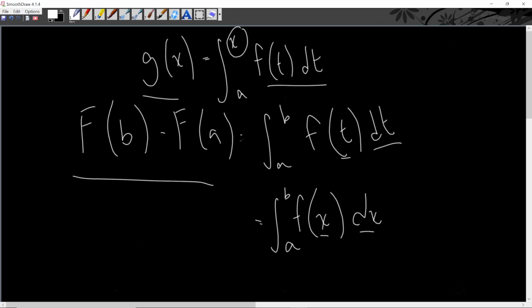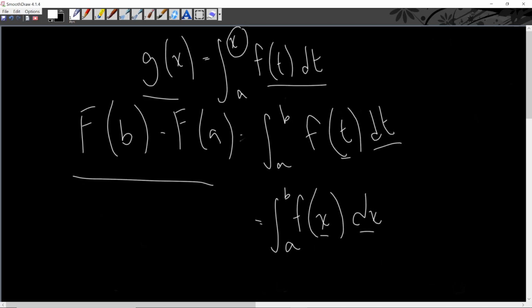So, given the definite integral of some function along some interval, you simply have to do the antiderivative of that function and then plug in those values and then subtract. So, yeah, now we can kind of work.